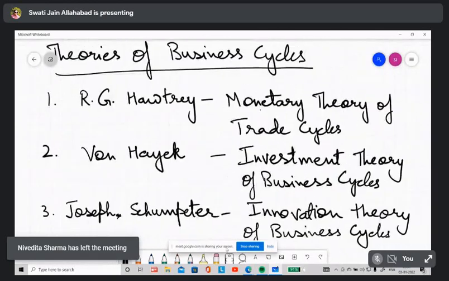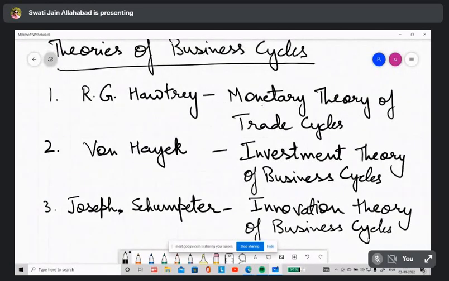There are several other theories which we are not talking about. There is a Keynesian theory of business cycle, then there is a Kaldorian theory of business cycle, Samuelson theory of business cycle, Hicks theory of business cycle. But for us, it is only the three theories.